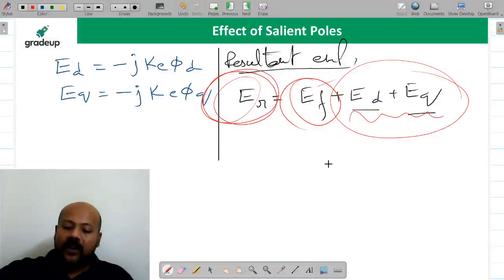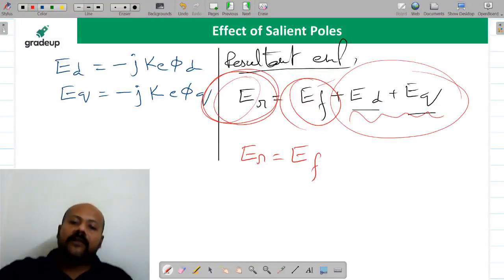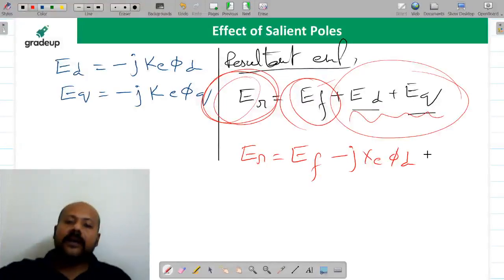I hope it is clear to all of you, beta. Now we are writing ER, beta, as EF plus, or you can write it with a minus sign, beta. So how much is it going to be? It is going to be minus J XE phi D, not XE, it is going to be KE.